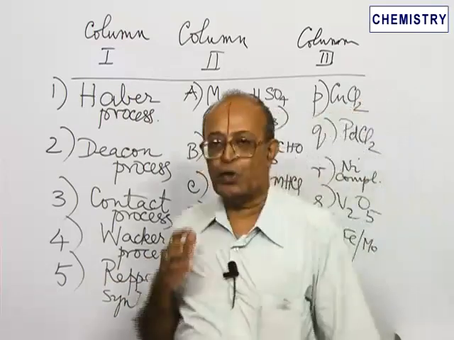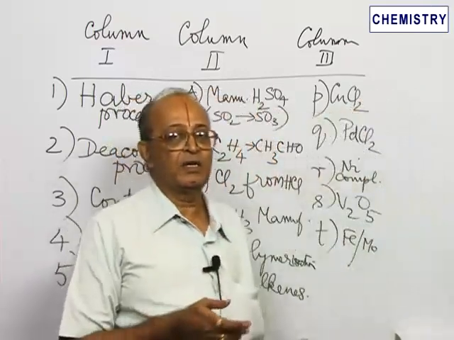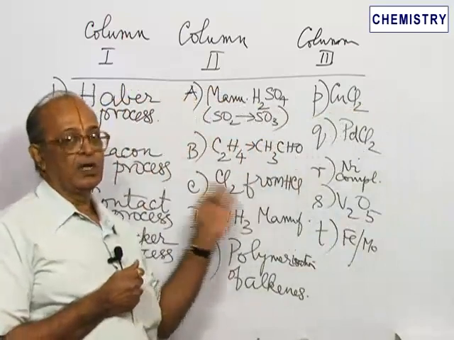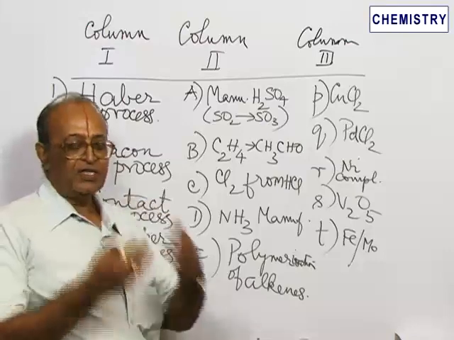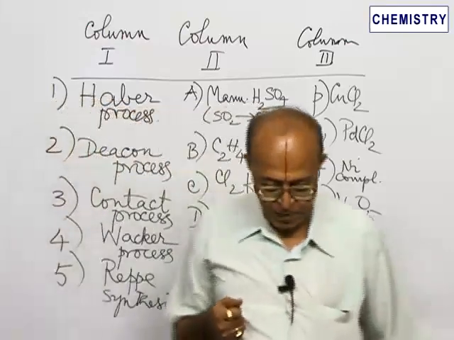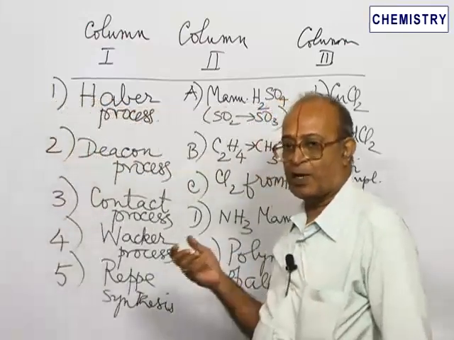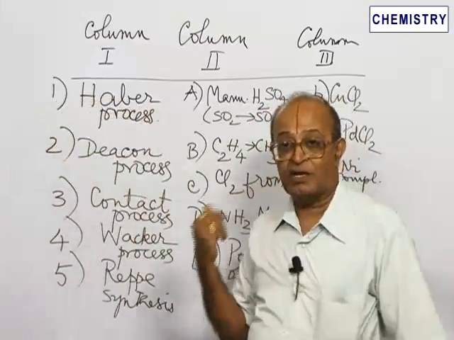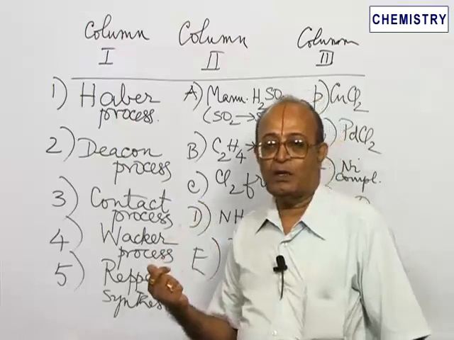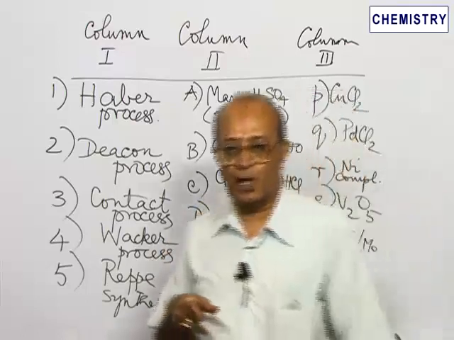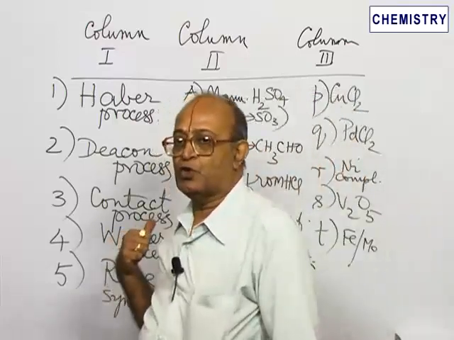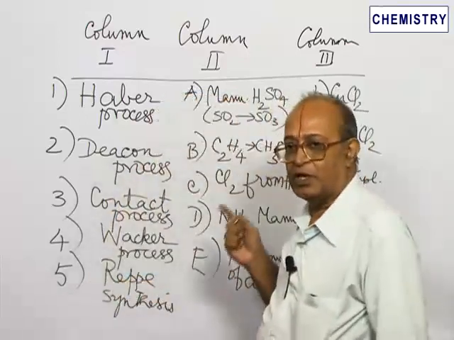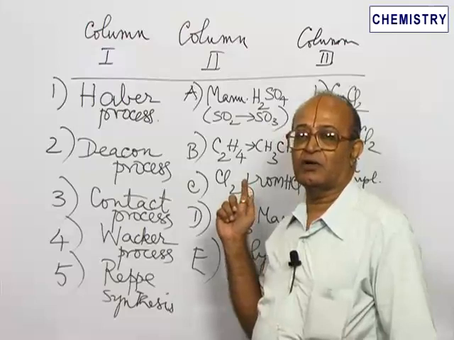Even though it is the usual practice in IIT question papers to have only 2 columns, for the sake of experience and explanation, I have converted this question into 3 columns. One, the name of that particular process. Column 2, what is that process? And column 3, the catalysts that are used.